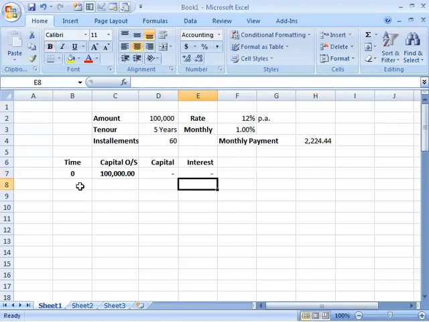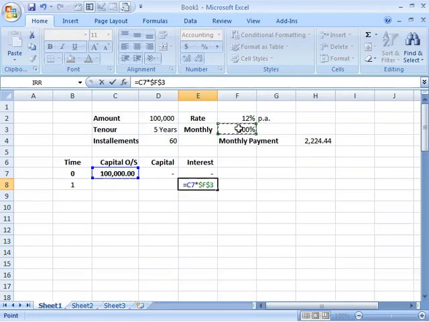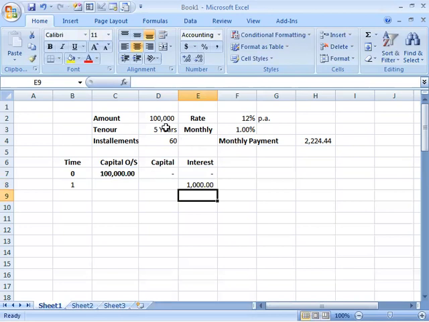So what about the first installment? When the first installment is due, we have to charge the interest. So what is the interest here? Interest is charged on the capital outstanding at that time, so this amount multiplied by the rate of interest, not this annual rate but the monthly rate. I will do the absolute referencing here. You also know that 1% of 100,000 is 1,000, so it is very easy and accurate, so we can verify that also.